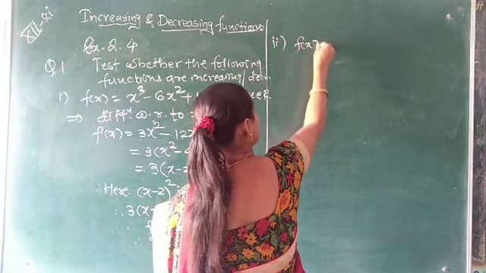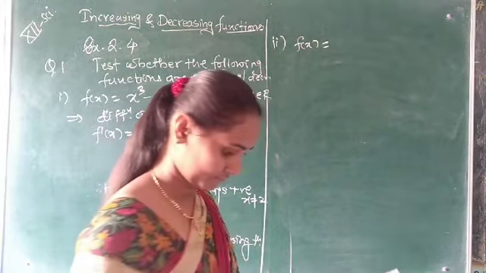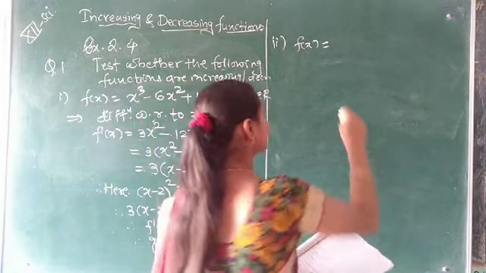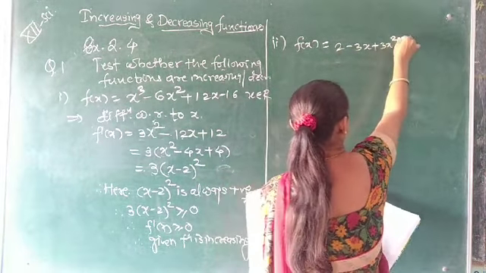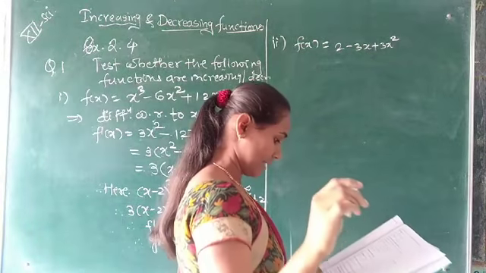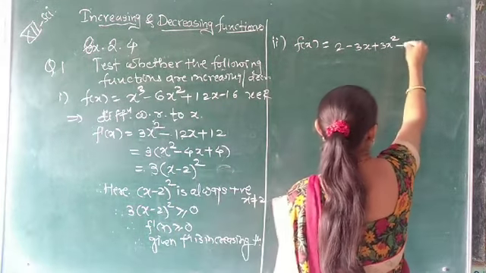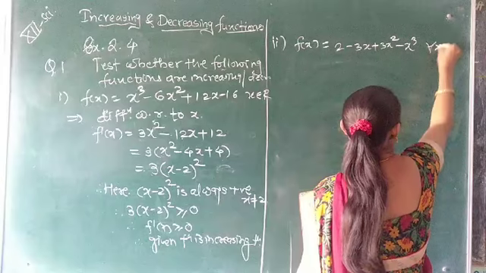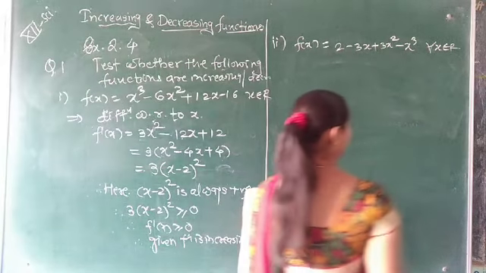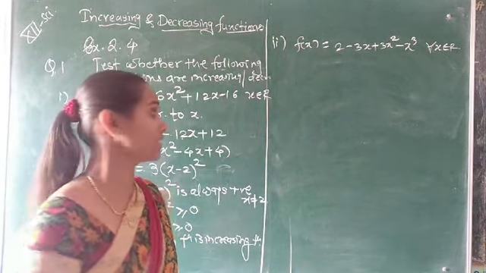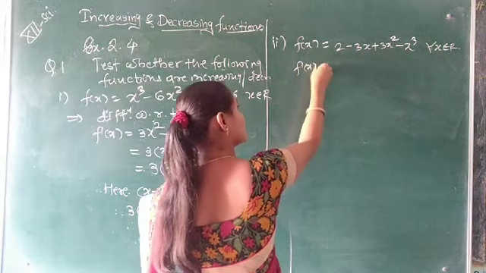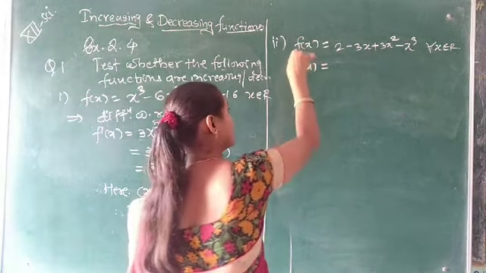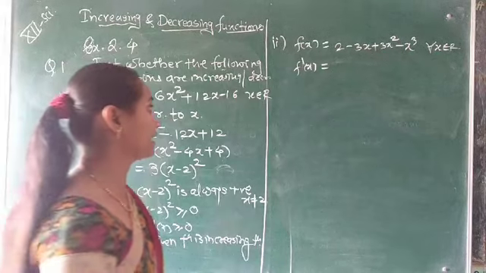f of x is equal to 2 minus 3x plus 3x square minus x cube, for all x belongs to R. Again we have to give the set of whole real numbers and check whether this function is increasing or decreasing. So again take the derivative.